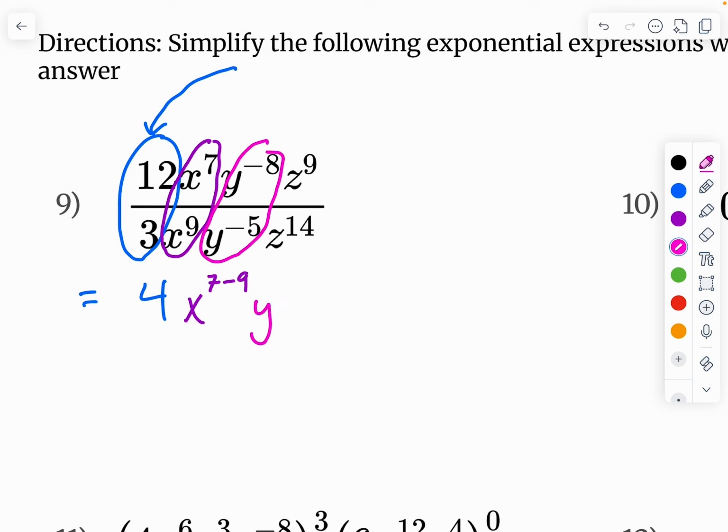Careful with the double negative here. We have y to the negative 8 minus negative 5. Can you do this work on the side? Yes, you can. I'll do that for the next problem.